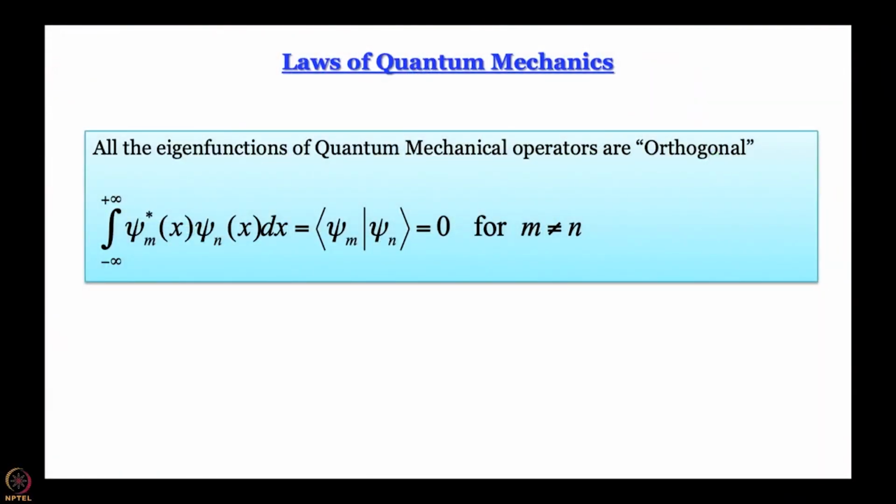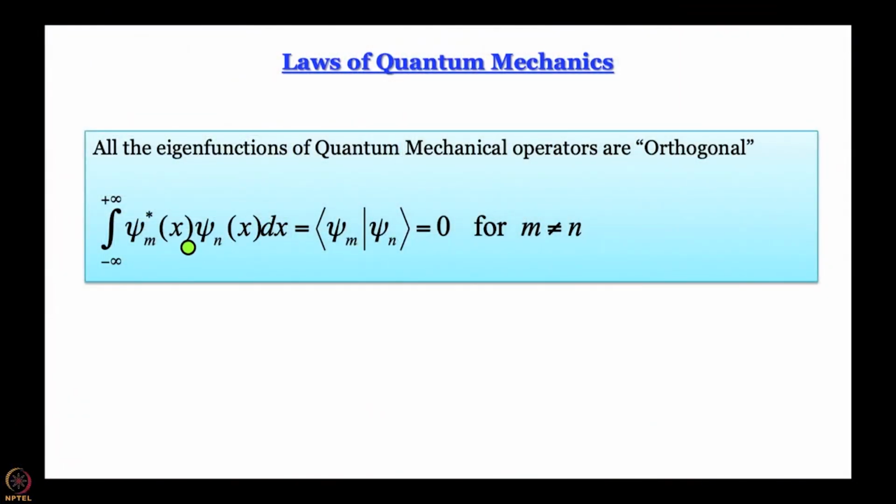Now we come to the next postulate. All eigenfunctions of quantum mechanical operators are orthogonal. In fact, I would like to restate this by saying all eigenfunctions of quantum mechanical operators can be represented as linear combinations of functions that are mutually orthogonal. What is the meaning of orthogonality here? Orthogonality means you take two functions, take the complex conjugate of one, multiply it by the other function, integrate over all space, and you are going to get 0.